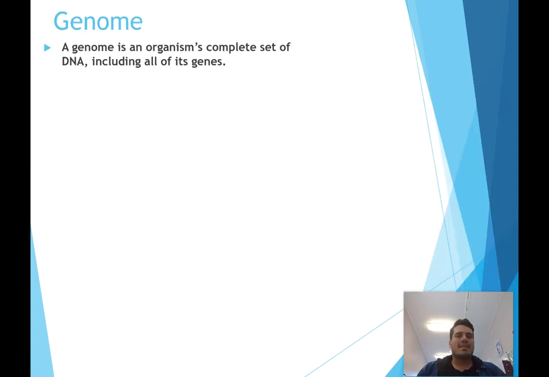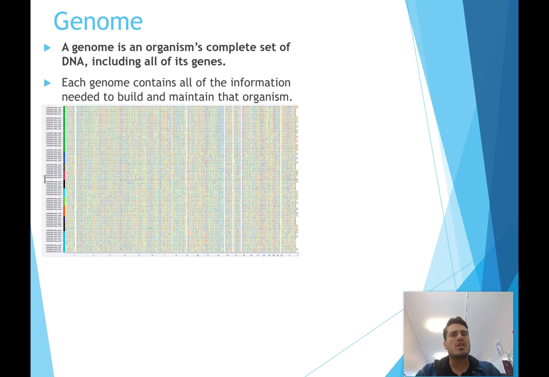All right, so now let's talk about the genome. We've talked about genes and we've talked about alleles and how they make up genes. We'll go into that a bit more when we talk about actual inheritance and how our genes make up us. But a genome is pretty much the organism's complete set of DNA, so it includes all of its genes. Each genome contains all of the information needed to build and maintain that organism. It's all coded inside of your genome.